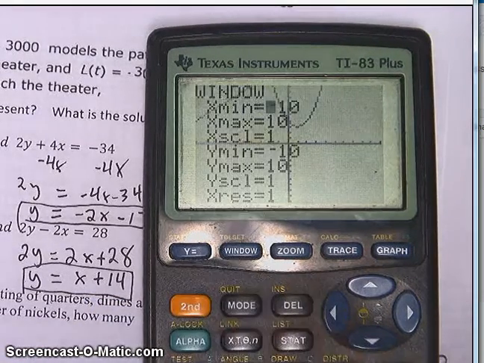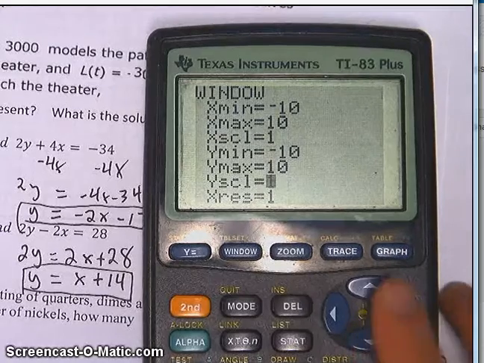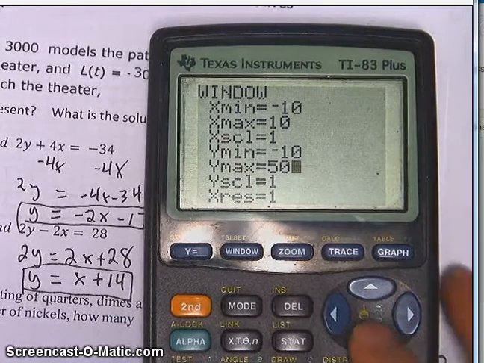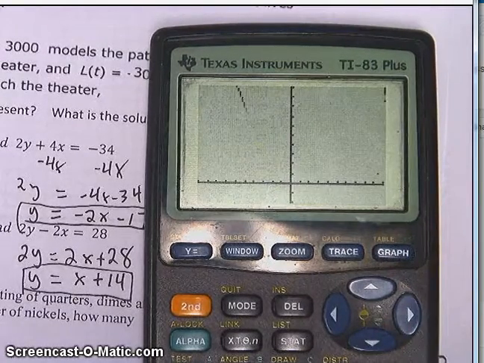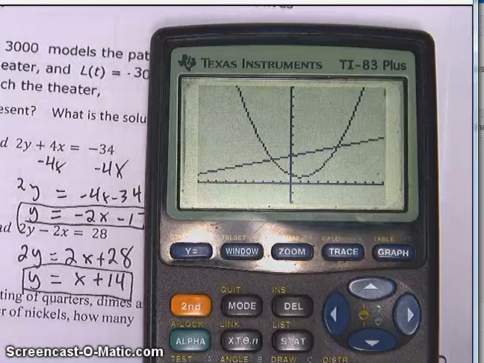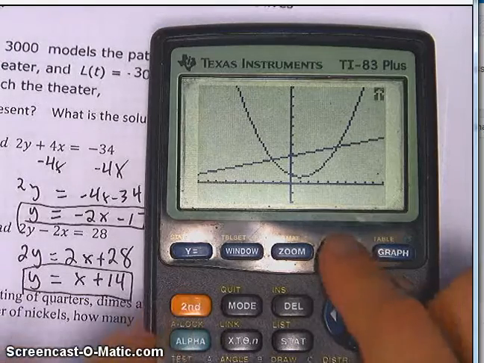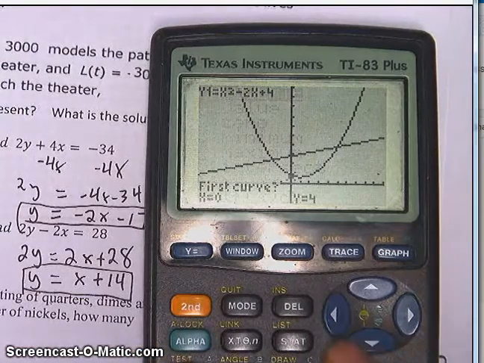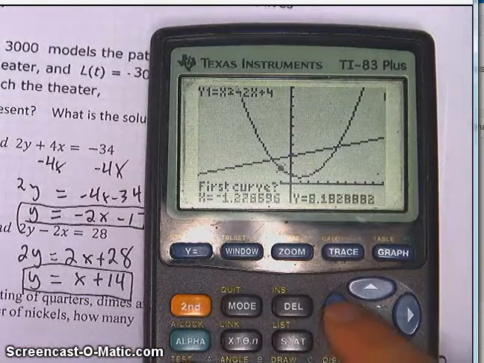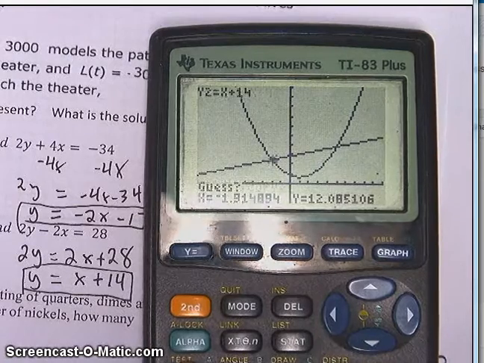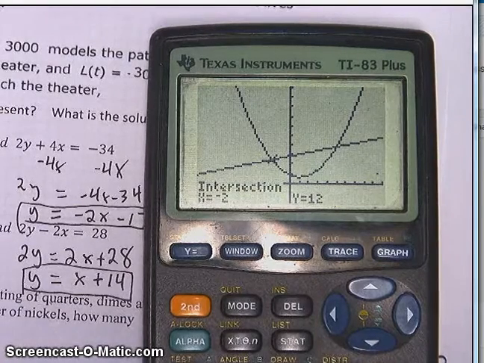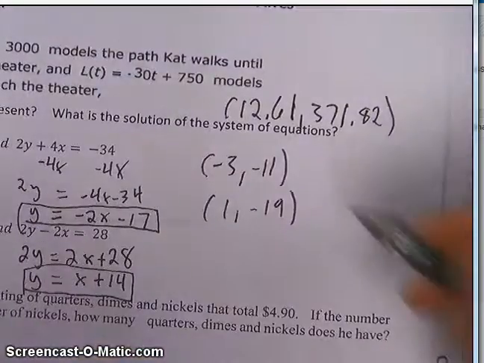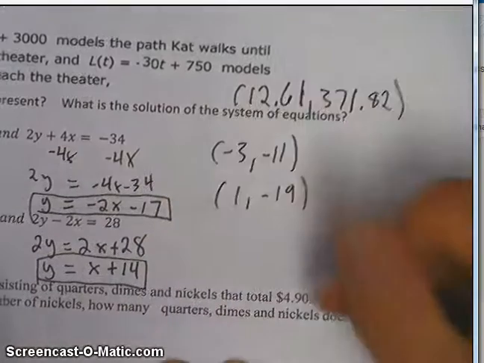So if I hit the window button and I change this y max to something like, I don't know, 50, change the scale to 5, hopefully then I'll be able to see where these things cross. Okay, I can clearly see that it crosses twice, which means it has two solutions. So I'm going to do second trace 5 for intersect, move the spider on top of one of the solutions, hit enter 3 times. One of the two solutions is negative 2, 12, so I'm going to write that down.